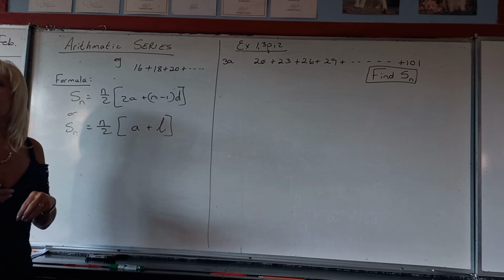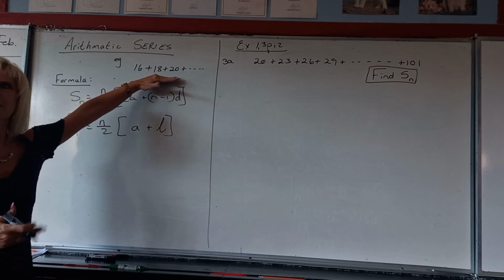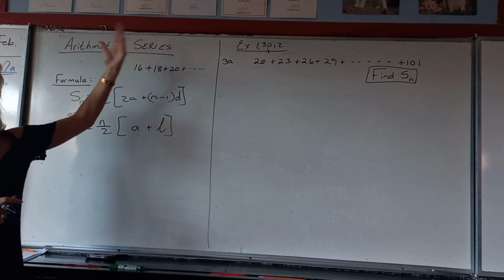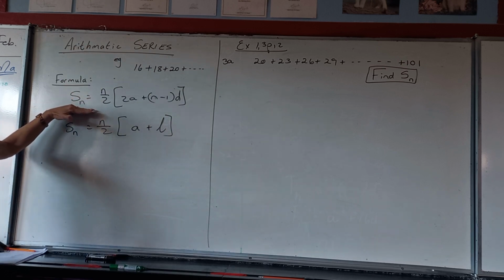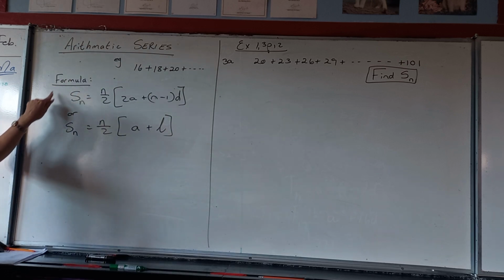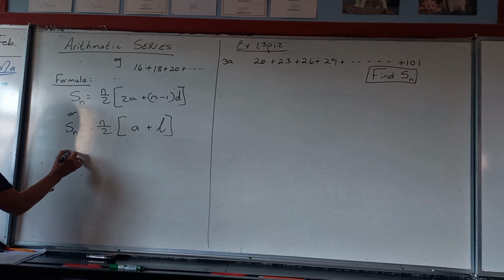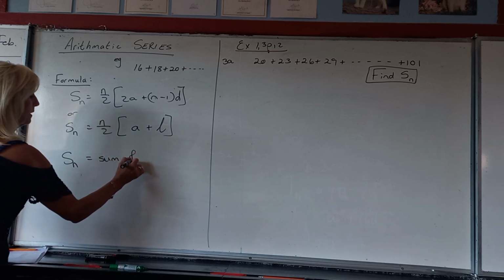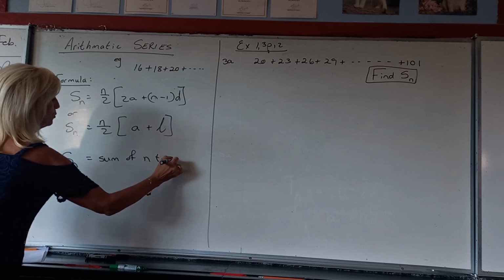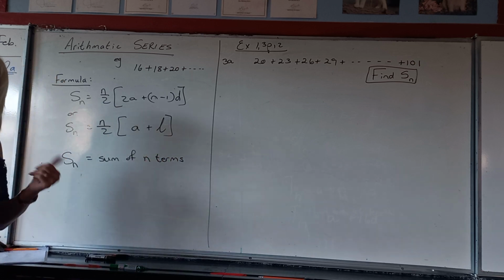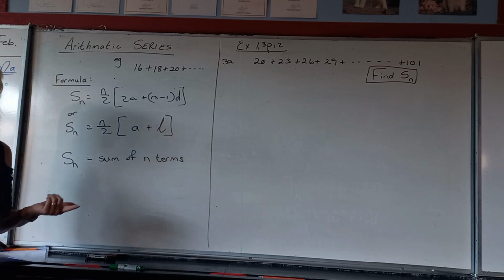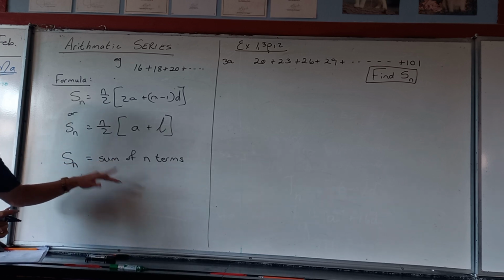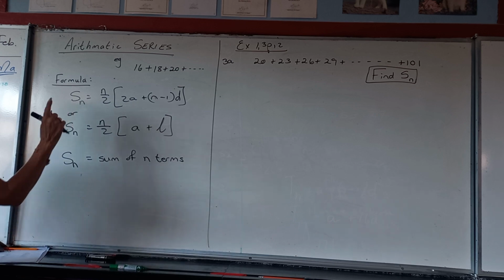But what it then entails is we are going to do the sum of. We're going to get the sum of all these terms. And this is what does it stand for? For the sum of. So Sn means the sum of n terms, which we haven't done before with linear or with quadratic, right? There are no formulas for them, for quadratic.